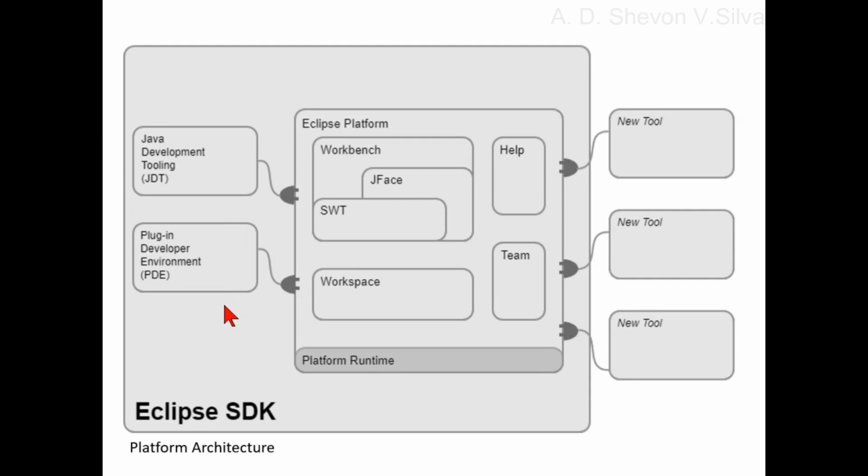The Java development tools, JDT, implement a full-featured Java development environment. The plugin development environment, PDE, adds the specialized tools that streamline the development of plugins and extensions. These tools not only serve a useful purpose but also provide a great example of how new tools can be added to the platform by building plugins that extend the system.